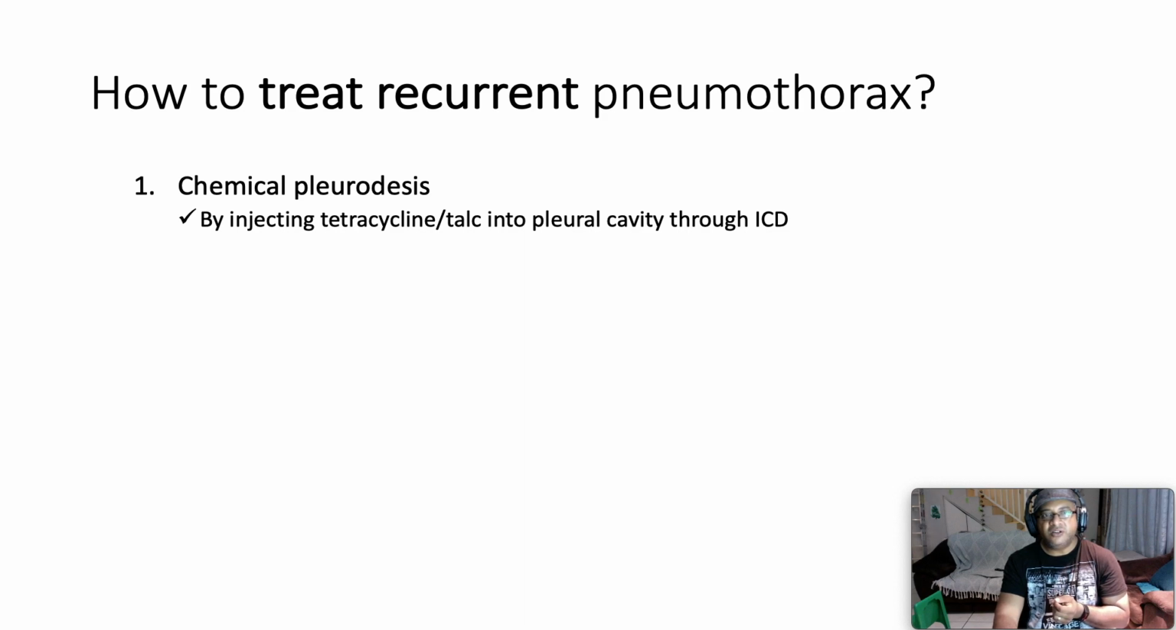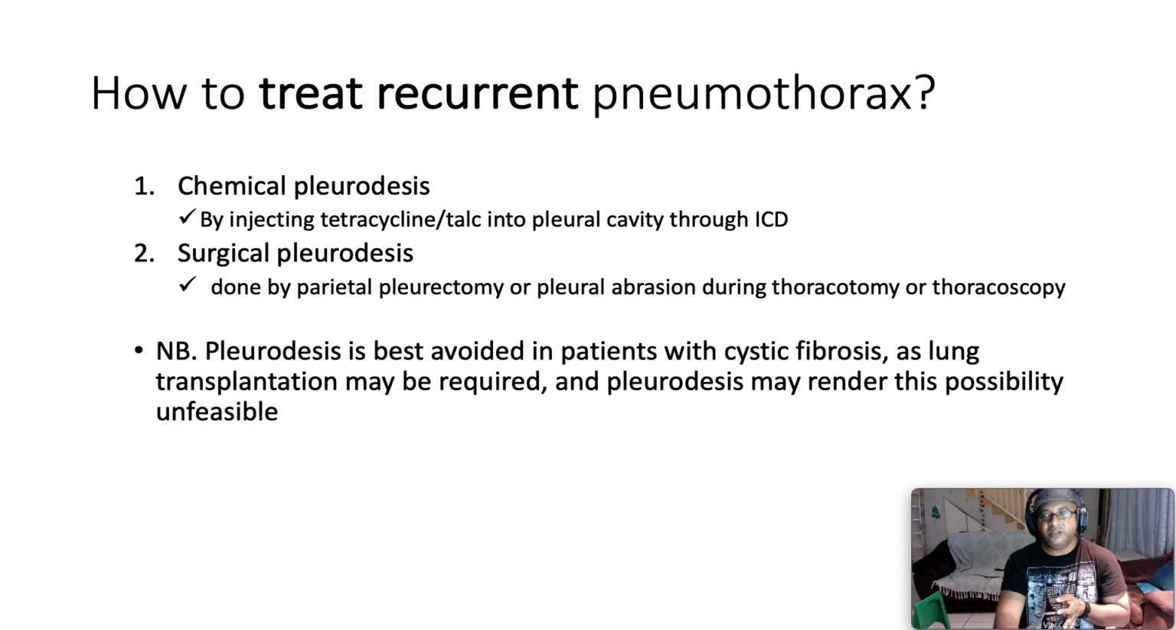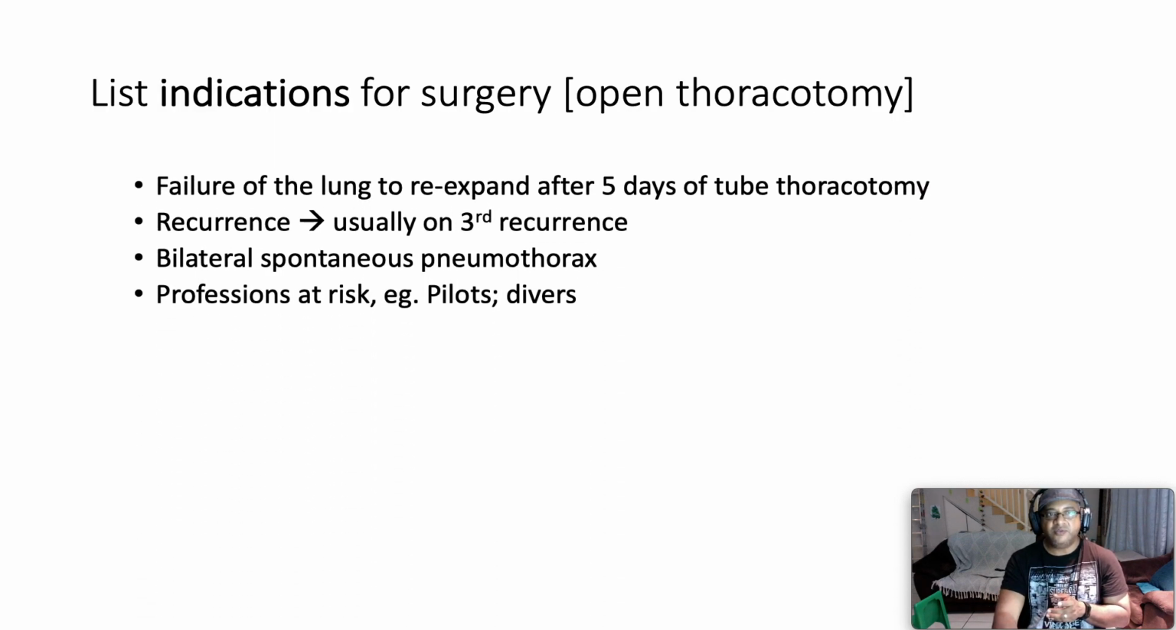How to treat a recurrent pneumothorax? You can use chemical pleurodesis by injecting tetracycline or talc into the pleural cavity through a formal intercostal chest drain, or you can do surgical pleurodesis done by parietal pleurectomy or pleural abrasion during thoracotomy or thoracoscopy. But please note that pleurodesis is best avoided in patients with cystic fibrosis, as lung transplant may be required, and pleurodesis may render this possibility unfeasible. We're going to be talking about cystic fibrosis in a subsequent video.